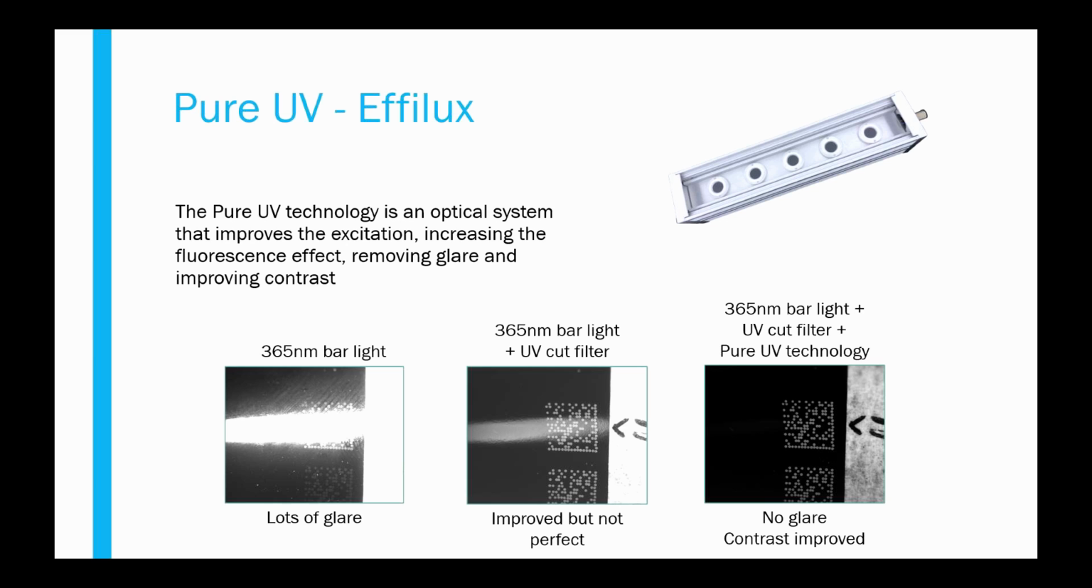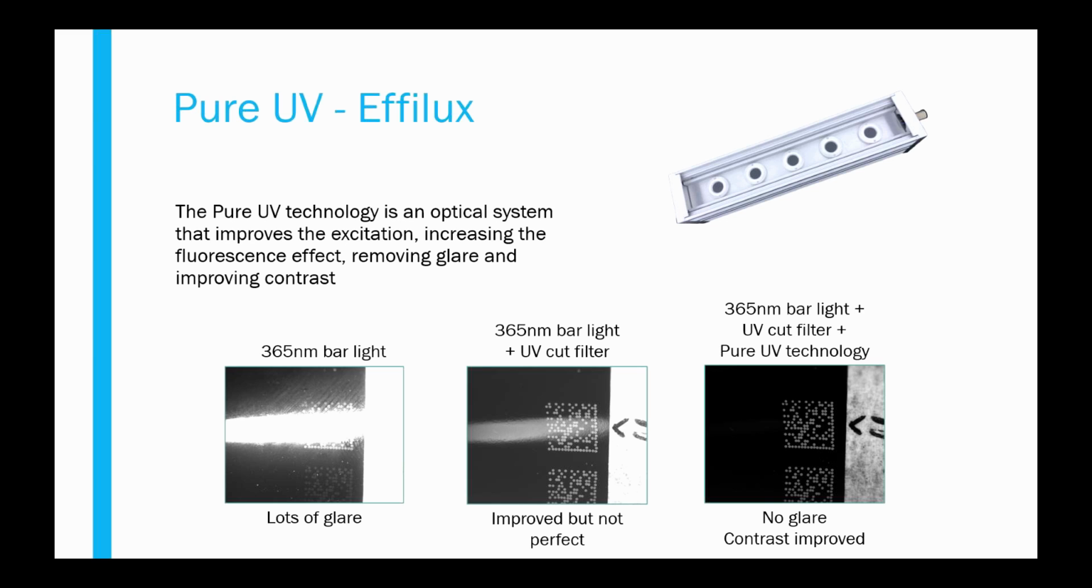The FELux line also has a really cool technology called the pure UV technology. 9 out of 10 times, a standard UV light shining on a sample is going to work very well, but every once in a while you get a sample that just has a lot of glare that's really hard to remove. You can see the image on the bottom left. With a 365 nanometer bar light shining on a very reflective sample, there is a lot of glare that's covering up that date code. If I move to the next image and add a UV cut filter, it improves the image, but you can still see some of that glare, and that's just kind of a standard issue for highly reflective parts with UV light.